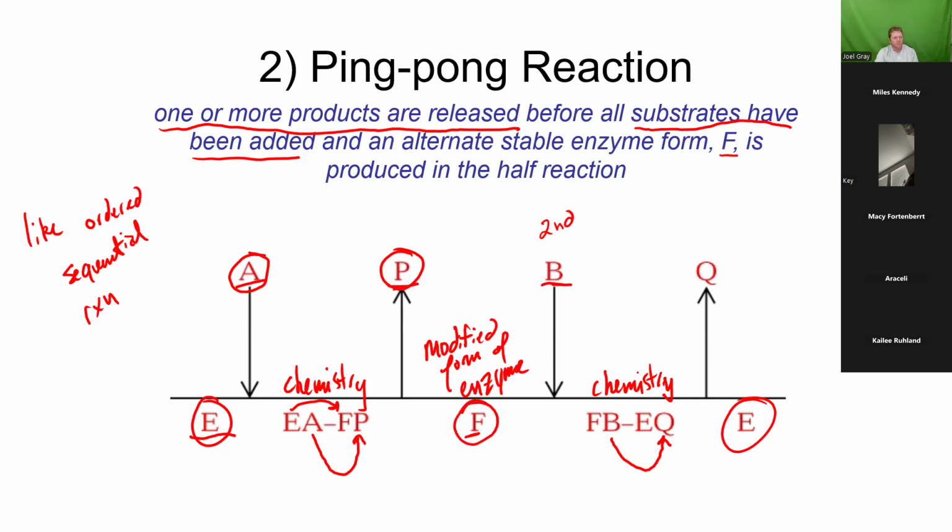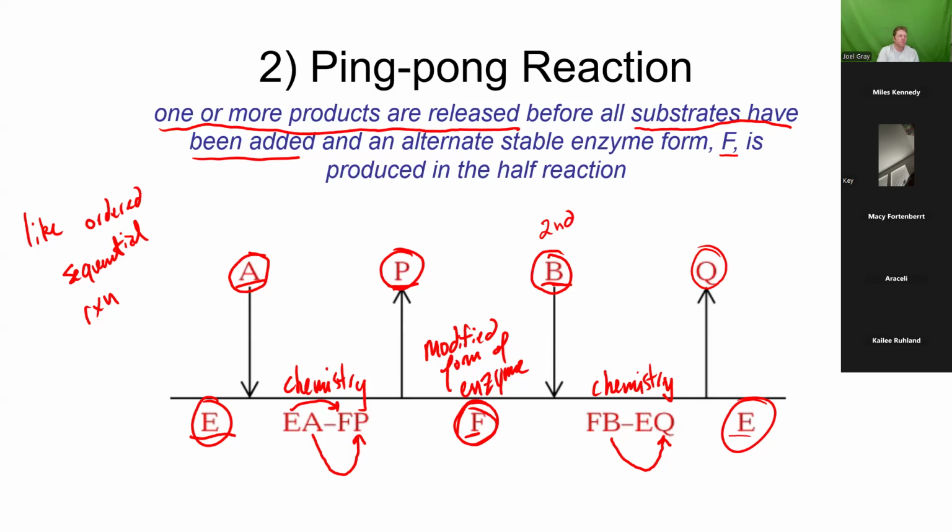Now, that modified form of our enzyme, the enzyme with that new skill, then is able to pick up this new substrate and pass along that skill to that new substrate to generate our second product. Then the enzyme is basically recovered and it goes back to its original state.